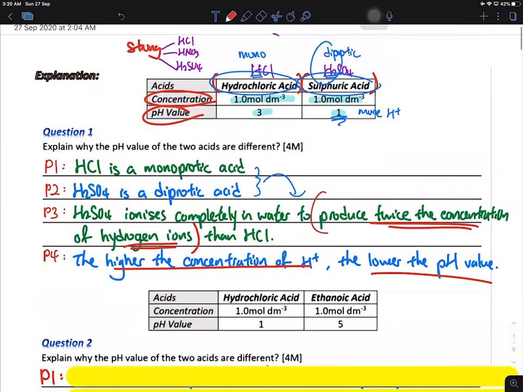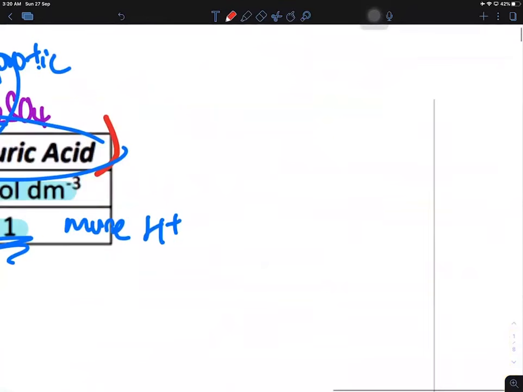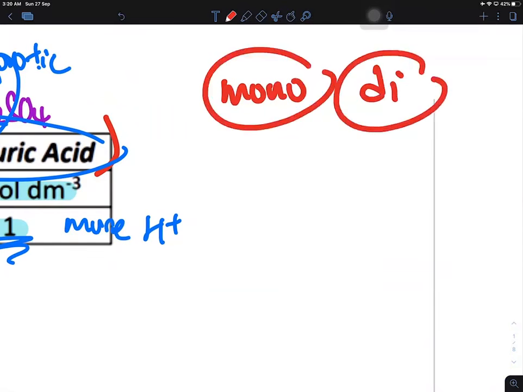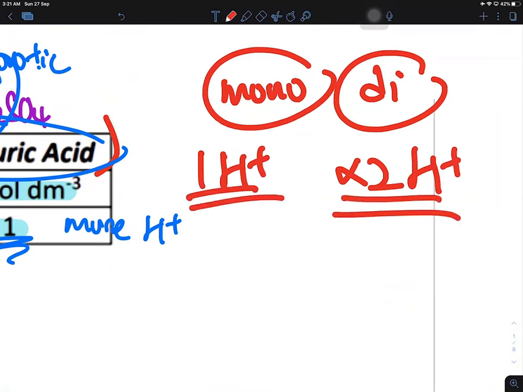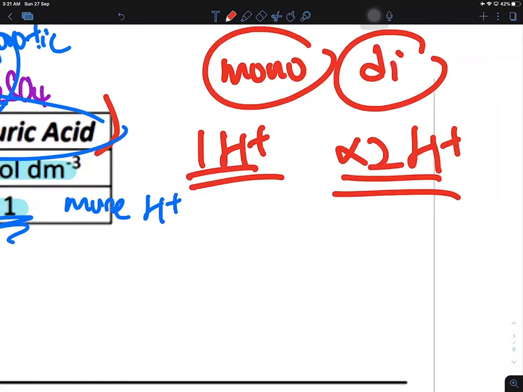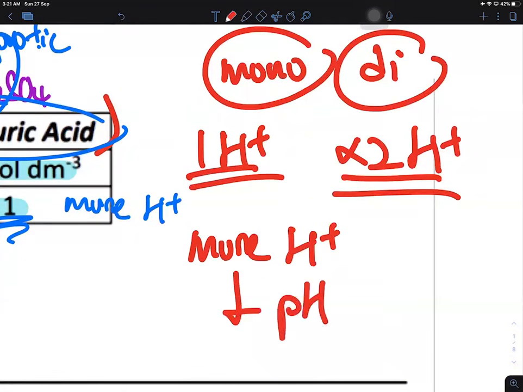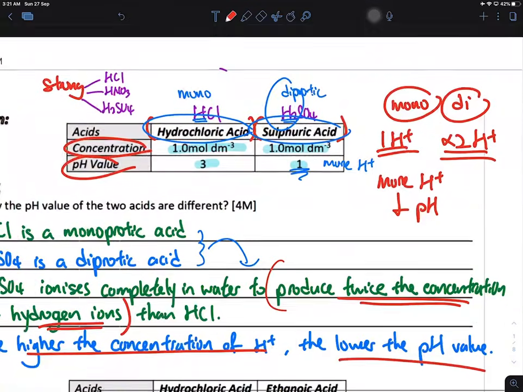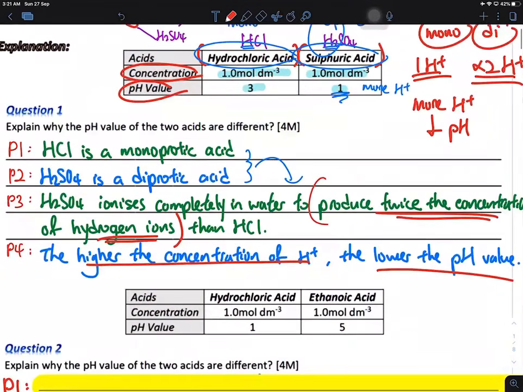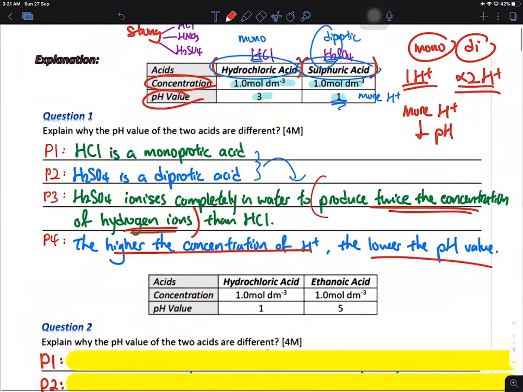So again, the whole thing is to explain the difference in acid, mono, and di. And then what is the difference between mono and di? So this one has double H plus. And then when mono has 1, di has 2, you can tell the relationship of more H plus, lower pH value. So for most of the explanation, we always end it with higher concentration of hydrogen ion, lower pH value. As long as they want you to explain about pH value, this is what you can do. Next question.